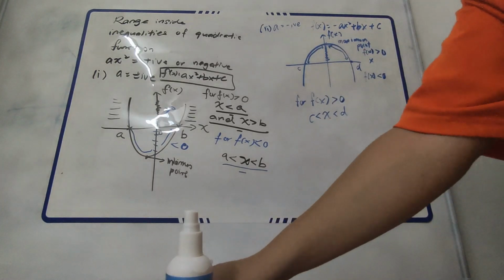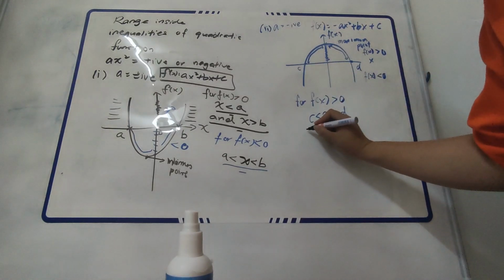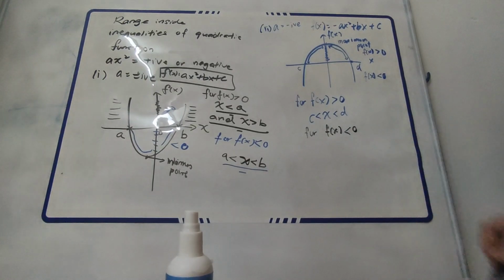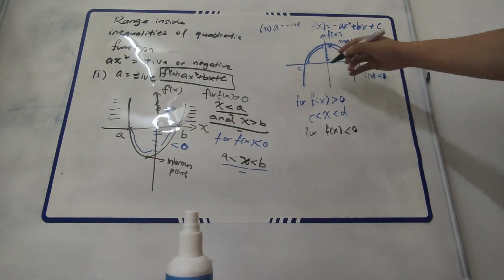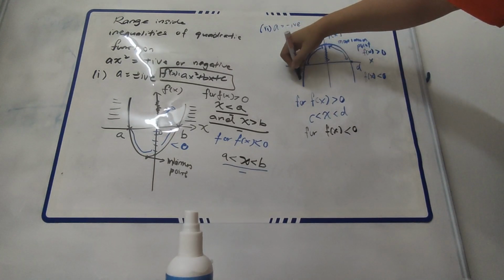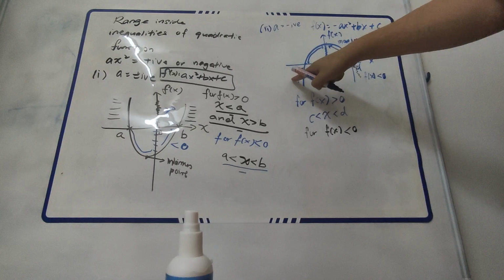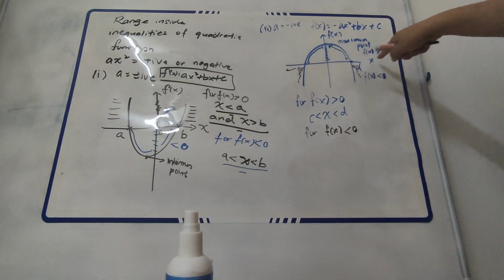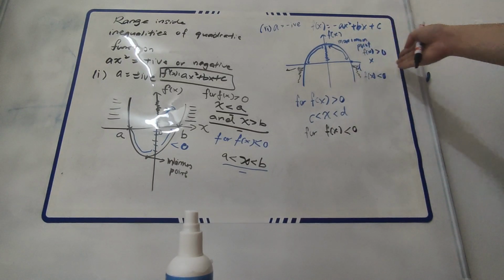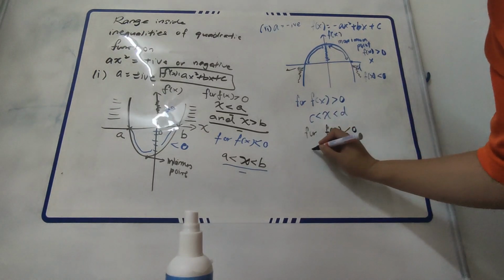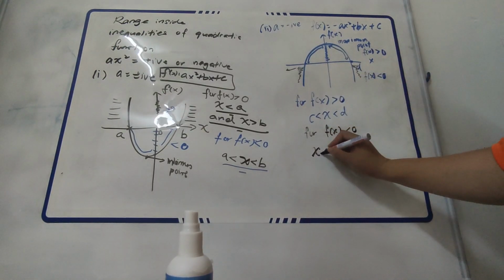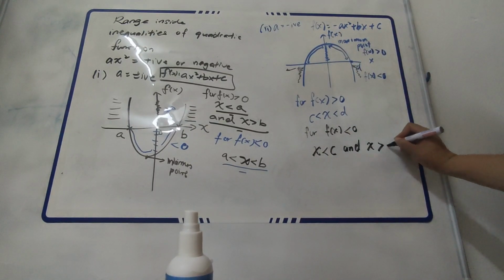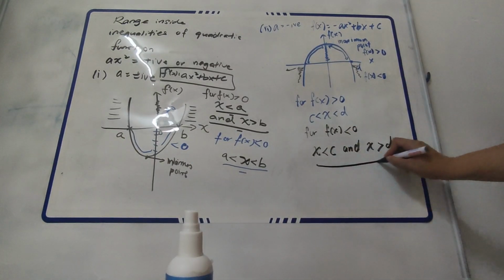Okay, now we talk about the second case, for f(x) smaller than 0. Smaller than 0 means this part. That means here, the x goes to here, becoming more and more negative. Here, in another way, the x becomes more and more positive. So you can see the answer is x smaller than c, the first thing, and x is bigger than d.